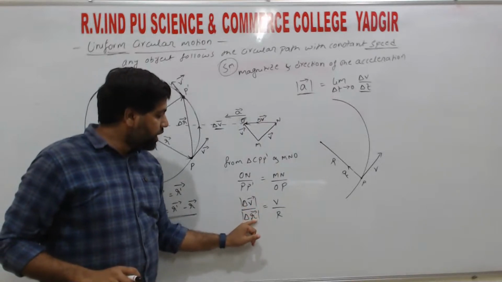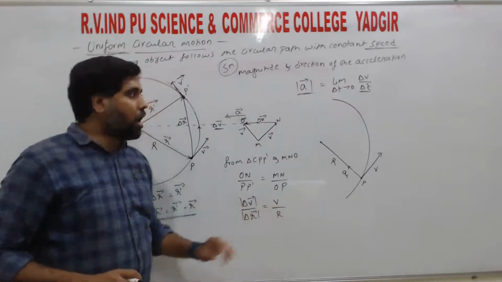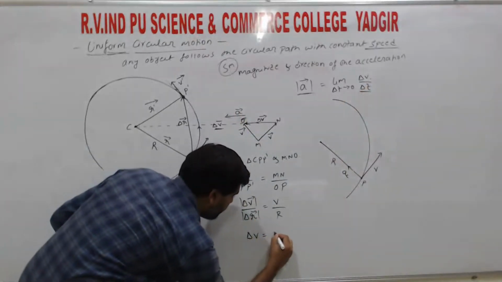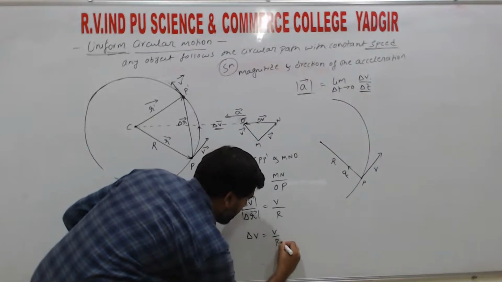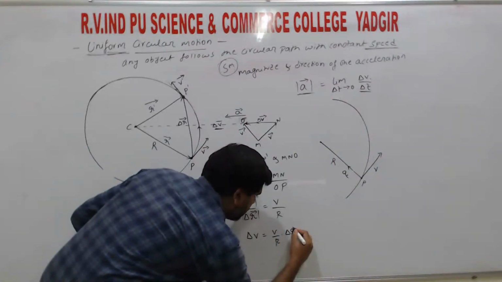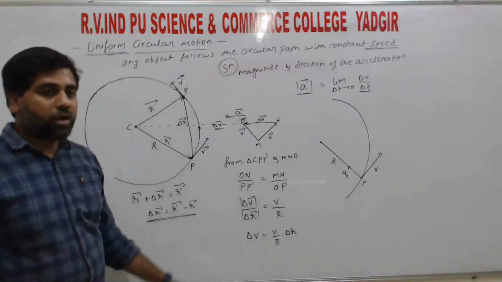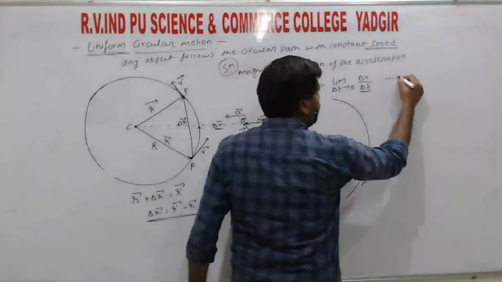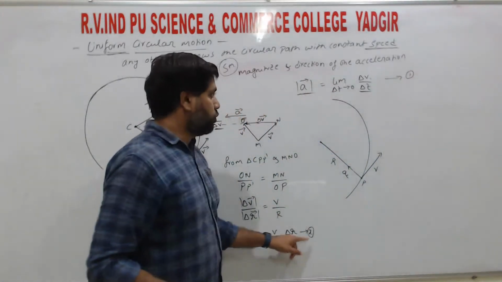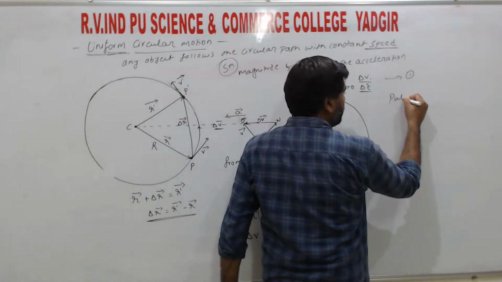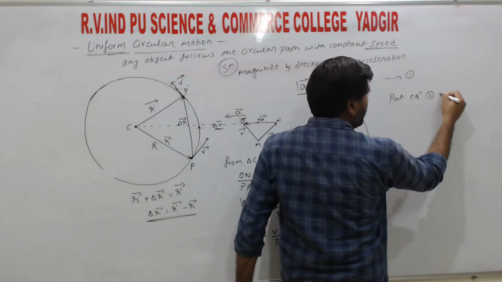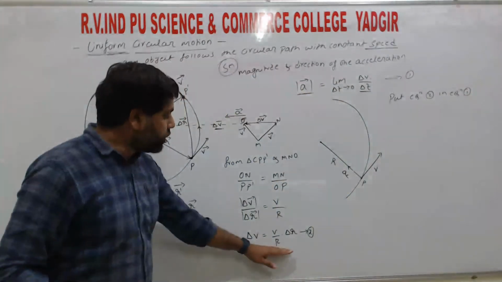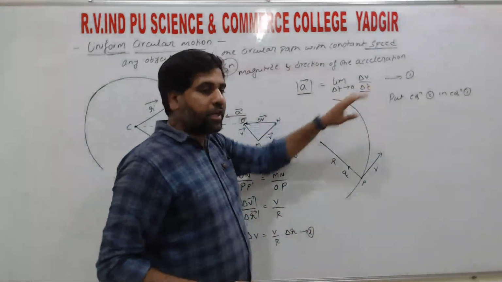So delta V divided by delta R is equal to V divided by R. We need only delta V. So from that we can write delta V is equal to V divided by R into delta R. Calling this one equation 1. Now put equation 2 in equation 1, substituting the second equation in the first equation.